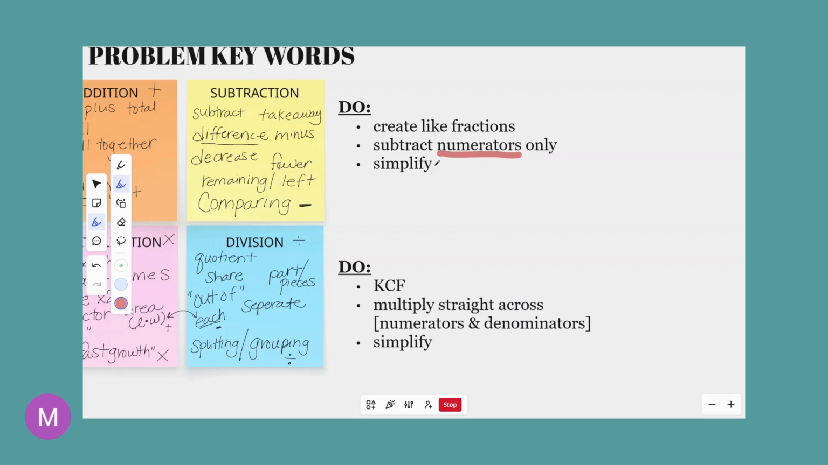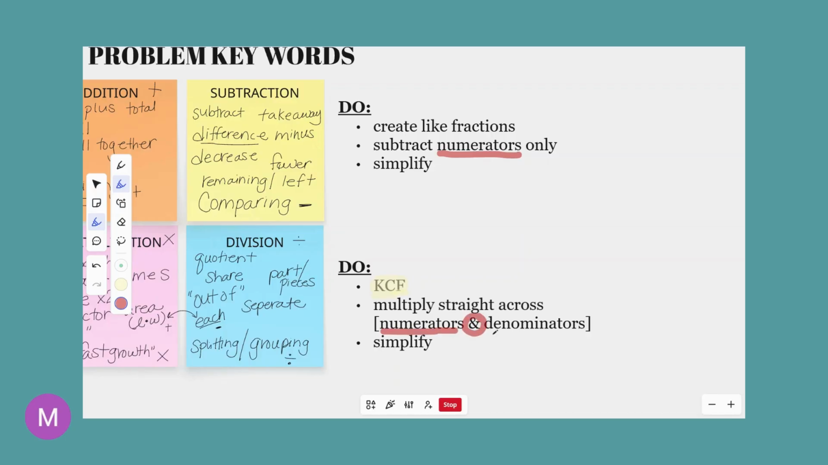And then simplify. And finally, with division, remember my little trick of dividing little baby division problems is so tricky. I'm going to need to stop and take a break and have a snack, a KFC snack. And that is your biggest clue for what to do with division. You're going to keep the first number, change to multiplication, and flip the second number. And then you multiply straight across both numerators and denominators.